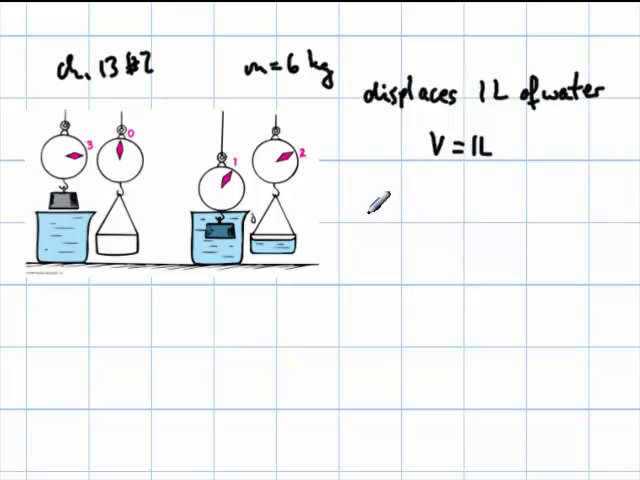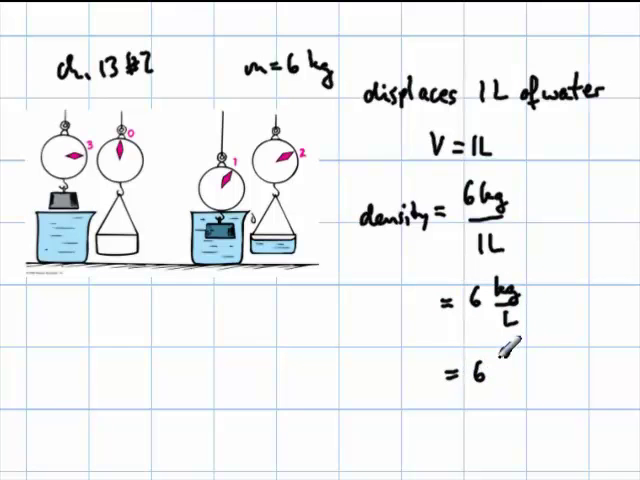So we do the density is 6 kilograms divided by 1 liter, which comes out to 6 kilograms per liter, or 6 grams per cubic centimeter. The reason is that there's 1,000 grams in the kilogram and there's 1,000 cubic centimeters in the liter, so the two conversion units cancel each other, and that's why we come up with the same number here. So 6 grams per cubic centimeter.